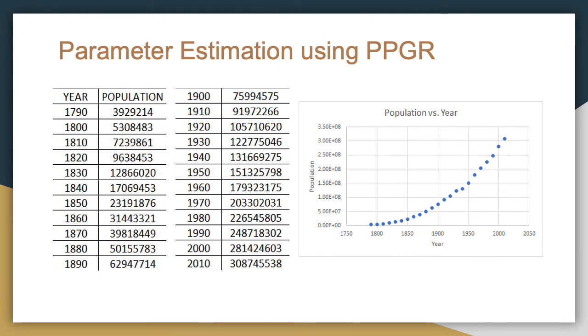For the above table, let us consider P0 to be equal to 3,929,214 for t is equal to 1790. In other words, the 0 year, that is t is equal to 0, is considered to be 1790, and the population at that time is 3,929,214, which is represented by P0. The year and population were selected since they are the initial values given in the table.